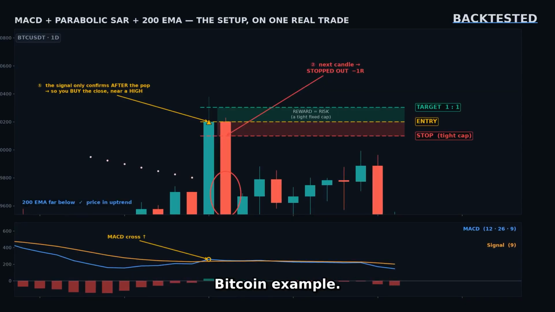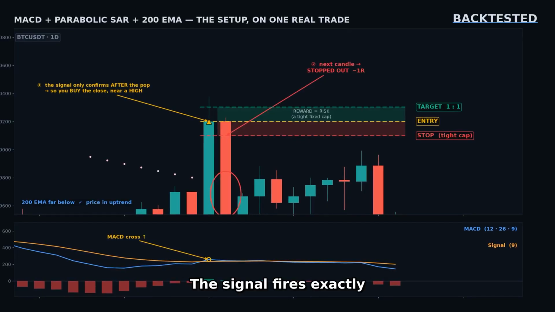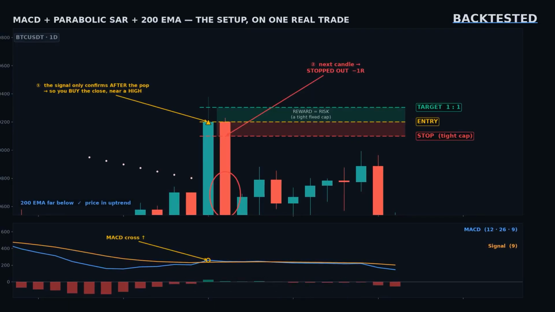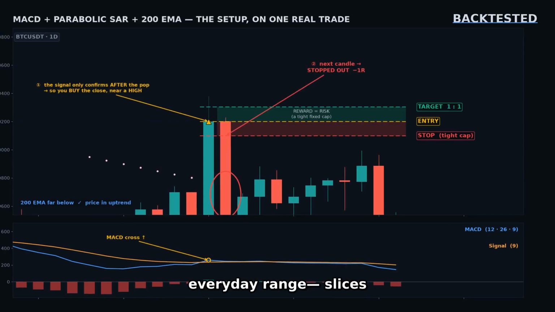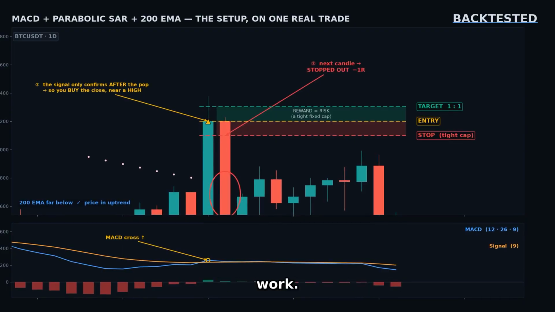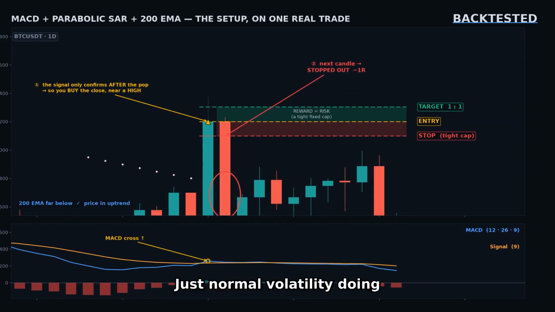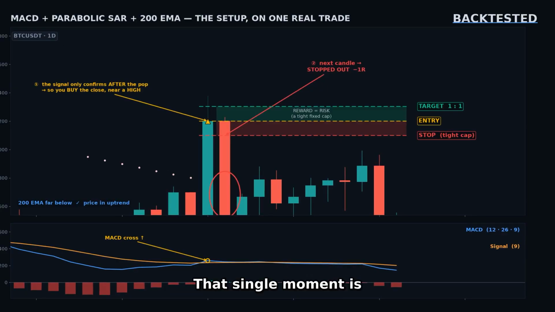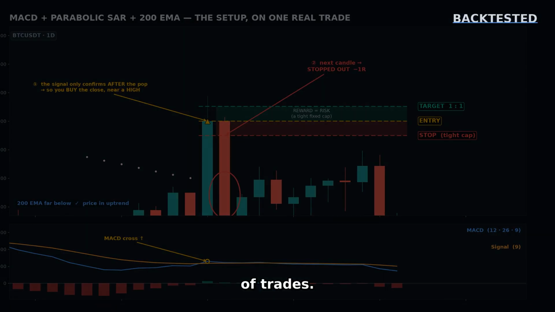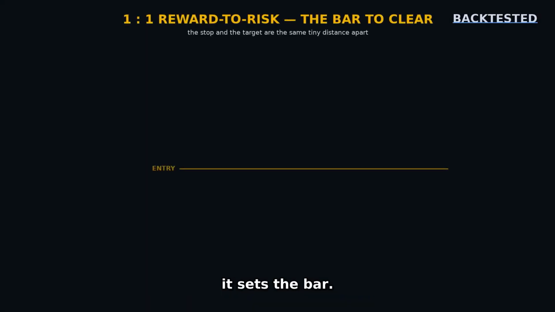Now watch a real Bitcoin example. The 3 conditions line up cleanly. The signal fires exactly as designed. And then the very next candle? Nothing dramatic, just its ordinary everyday range. Slices straight through that razor-thin stop before the trade has any room to work. No crash, no news, just normal volatility doing normal things. That single moment is the whole problem in miniature, and once you see it, you can't unsee it across hundreds of trades.